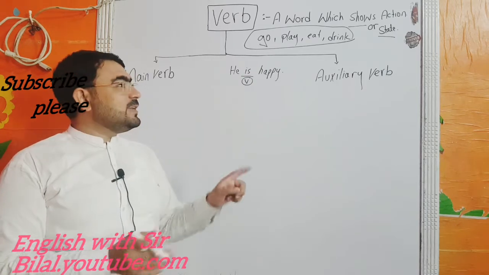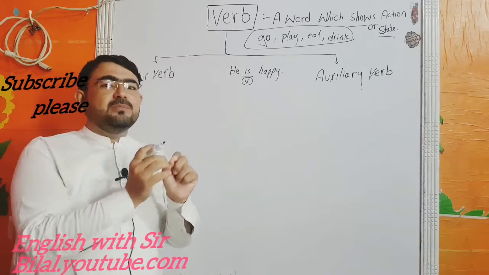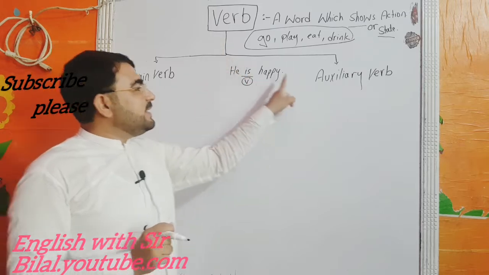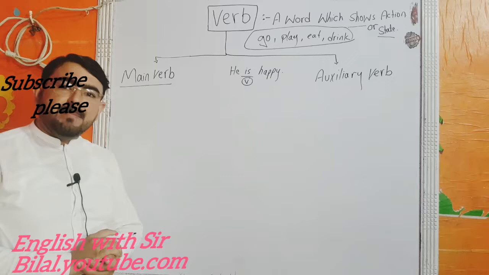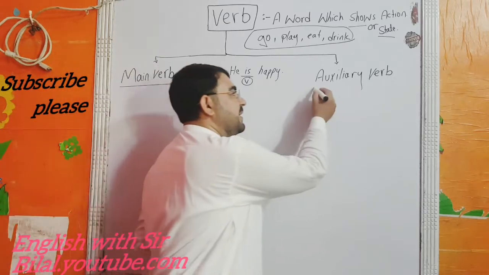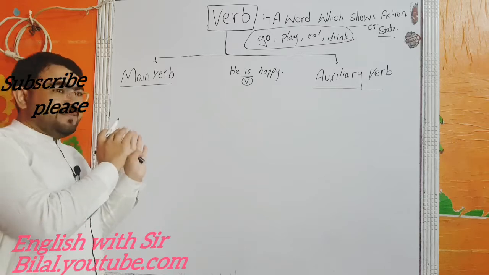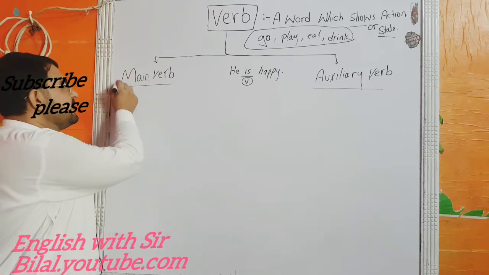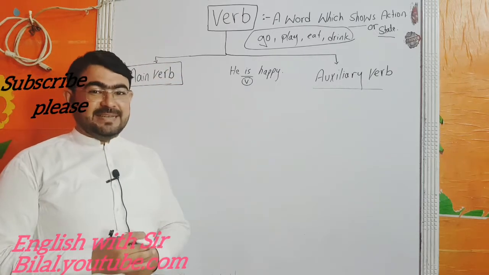All right, so now let's learn how many types are there. Verb mainly we divide into two groups. One is called main verb, and another group is called auxiliary verb. Now what is main verb and what is auxiliary verb? Let's learn. Main verb is a verb which shows action in the sentence.